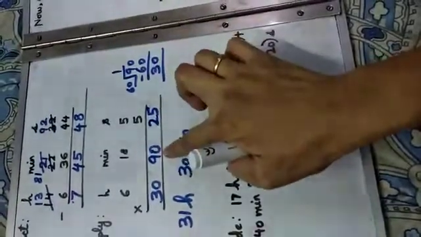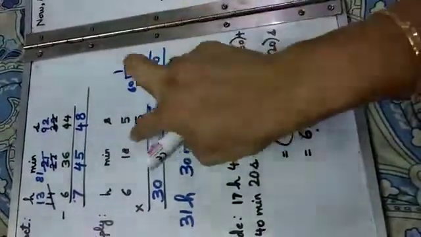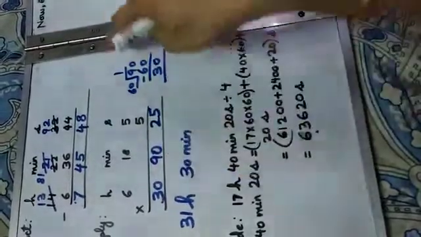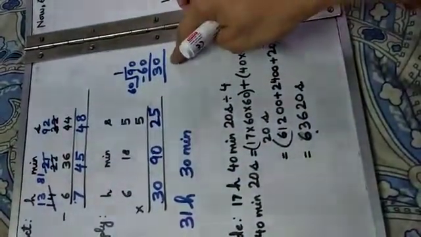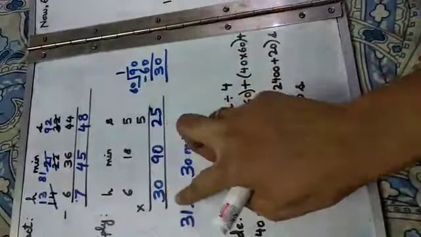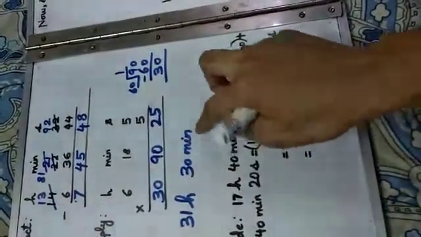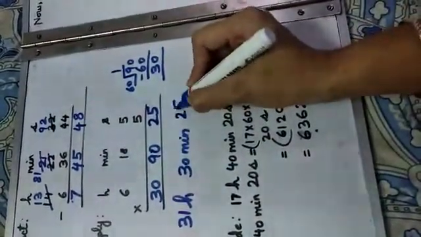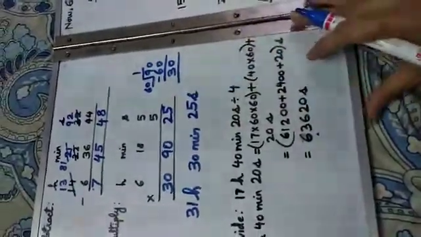Why did we divide 90 by 60? So as to convert 90 minutes into hour. So 1 hour, 30 minutes is the answer. So 1 hour added to 30 got 31, and 30 minutes is the remaining. And how many seconds do we have? 25 seconds. Now let's do a division.